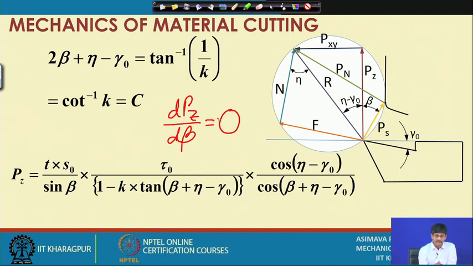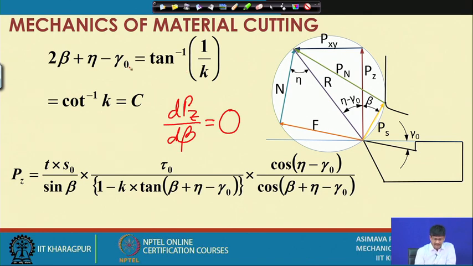So, that finally gives us a relation: twice beta plus eta minus gamma o is equal to tan inverse 1 by k. Now, what does this exactly mean? It means that the angles are going to have a relation in such a case, which case? For minimum energy to be expended to achieve chip formation. Okay. The angles are going to have this sort of a relationship.